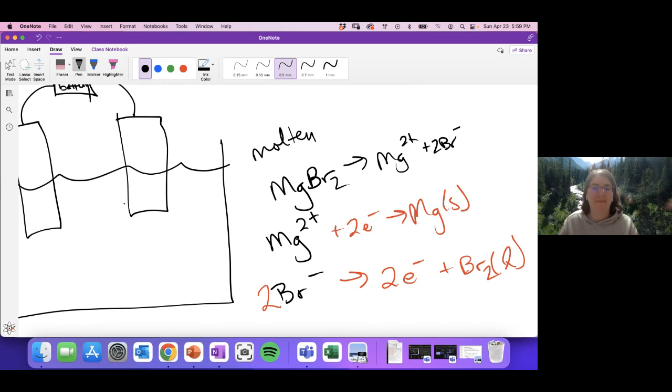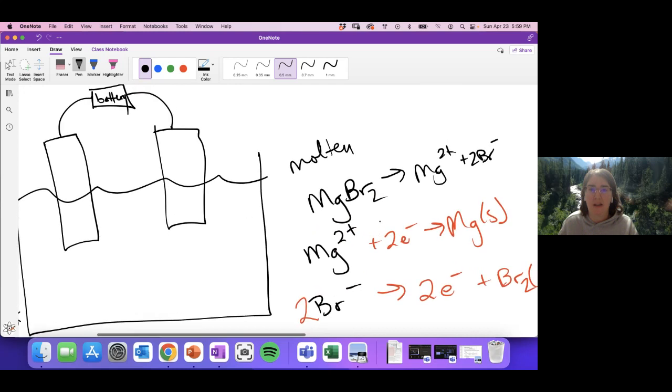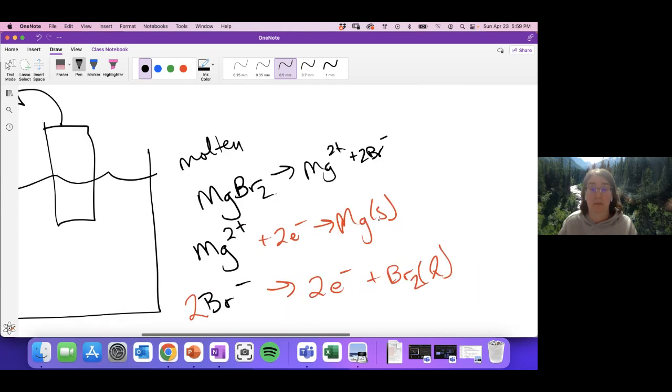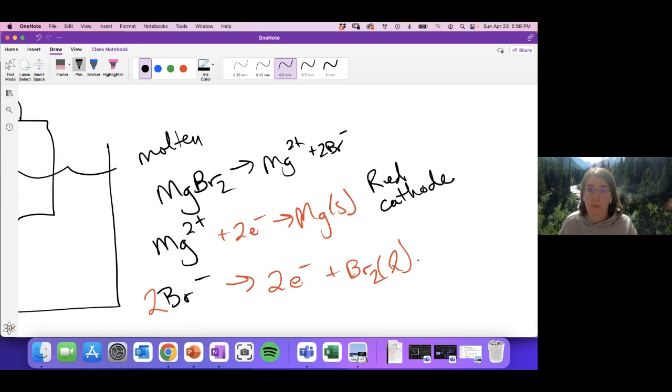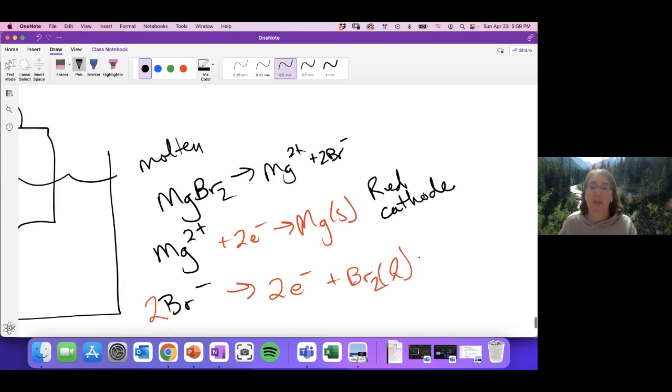Now, here's the weird part. The site of reduction in an electrolytic cell is still the cathode. So this is getting reduced. This is still the cathode, because the cathode by definition is the site of reduction, always, no matter what. The bromide here is getting oxidized, and this is going to be happening at the anode because the anode is a site of oxidation, always, no matter what.